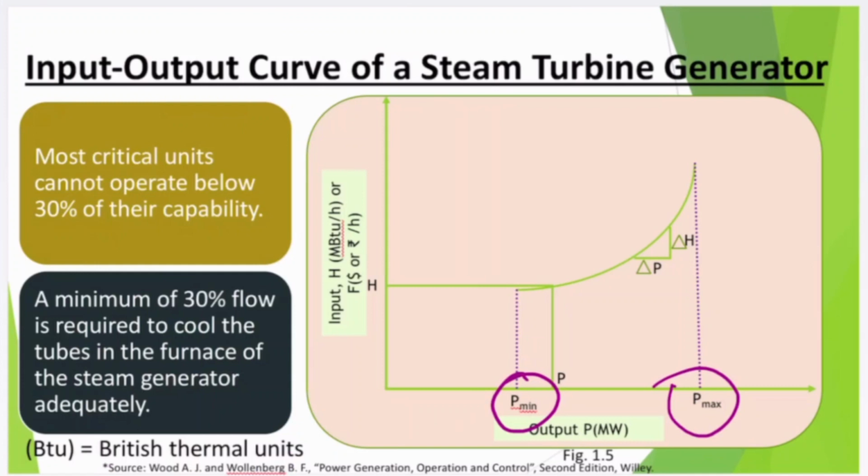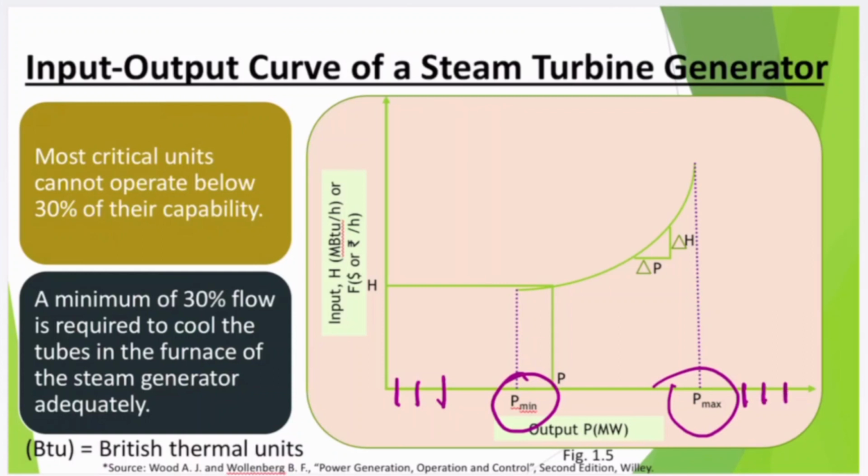What is P min? P min means the minimum power that is expected to be produced from a power plant at any given point of time. I cannot generate anything less than P min. Similarly, for a given power plant with its maximum operating point, we can generate the maximum power, so at no time can I go beyond P max.